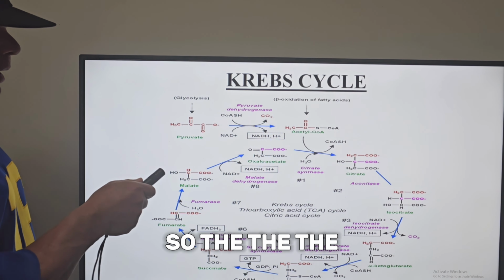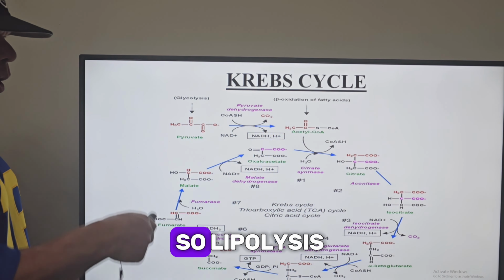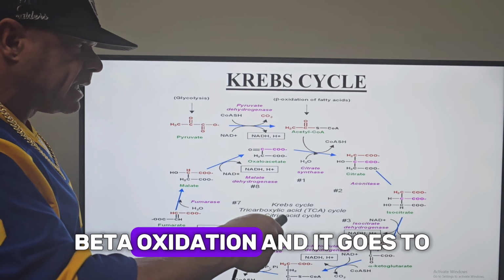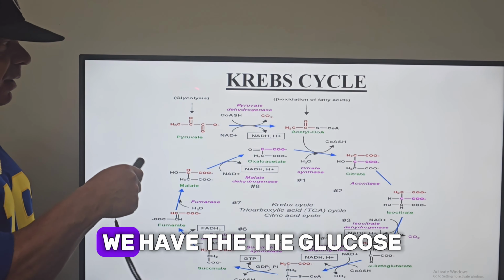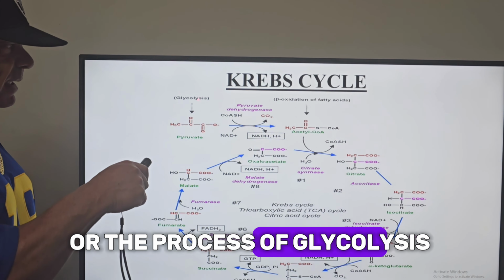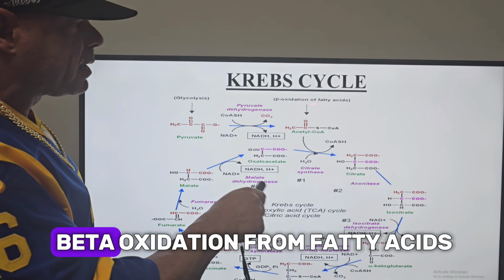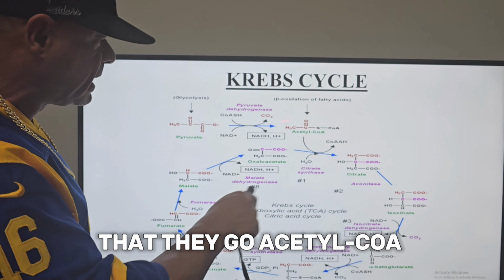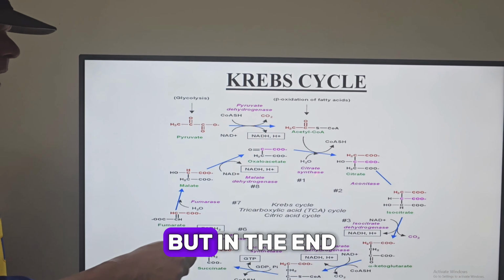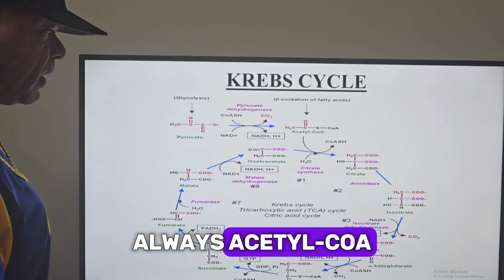So the Krebs cycle is after that. So lipolysis, beta oxidation goes to the Krebs cycle. So we have here the glucose or the process of glycolysis that they break down everything into pyruvate, and you have the beta oxidation from fatty acid that they go back at acetyl-CoA. So pyruvate, acetyl-CoA, but in the end what we have is always acetyl-CoA.